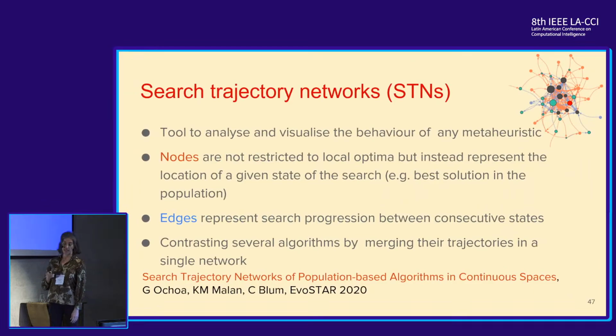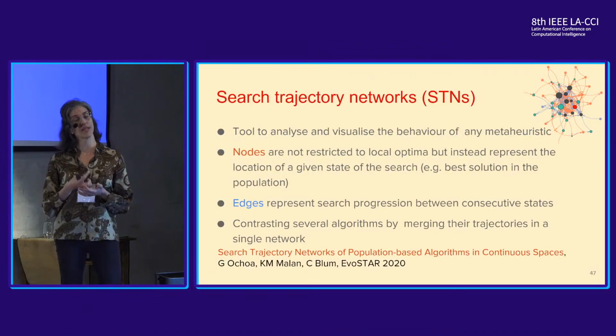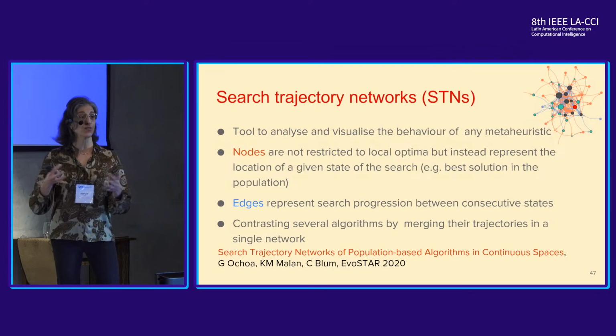So search trajectory networks are a tool to analyze the behavior of a metaheuristic. The nodes are no longer restricted to local optima. They represent a state of the search process.